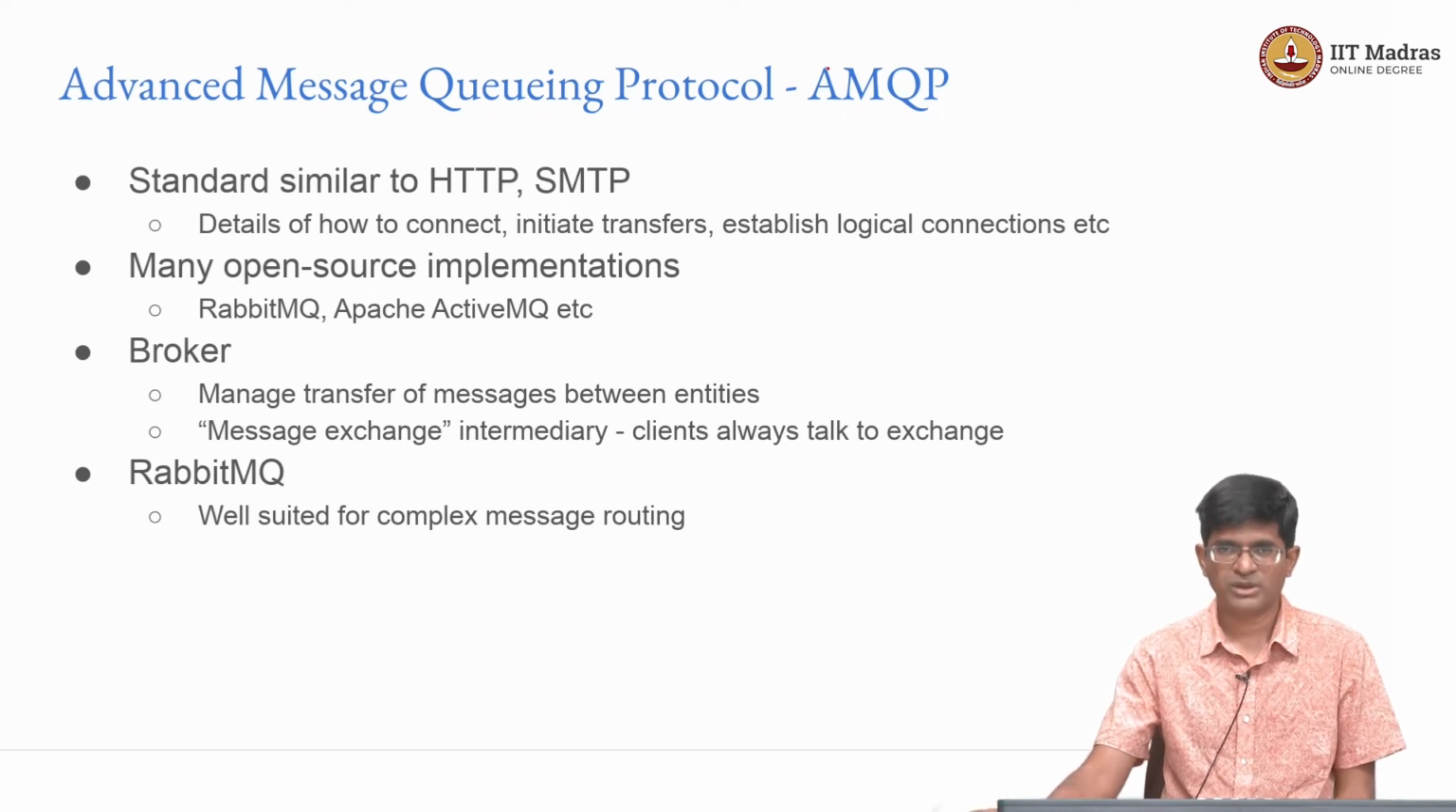So RabbitMQ, in other words, along with other servers in this class, is very well suited for complex message routing, meaning that if you have a fairly complicated system with a large number of different types of servers and you want to have some complex routing between the different kinds of servers, a protocol like AMQP with a service like RabbitMQ would be a good solution to have.